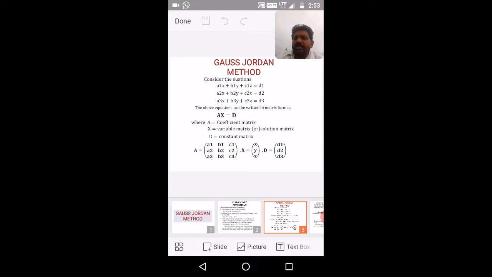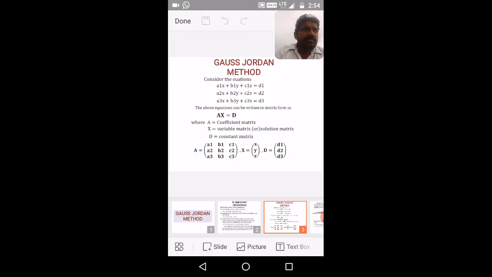Both are equal and of the same order. So by comparing corresponding elements, we will get the given equations. That's why A into x equal to d is called the matrix equation form of the given system of equations. So here also it is the same thing that we did in the other two methods.